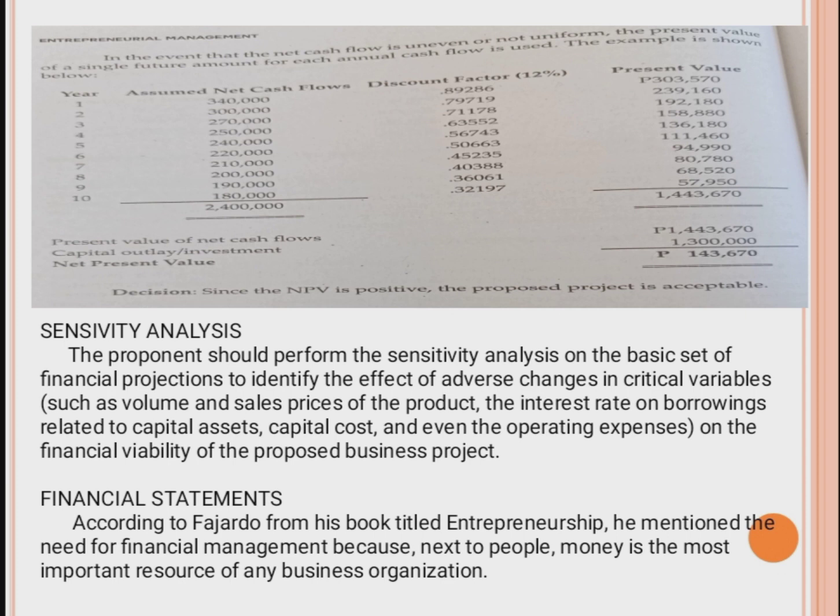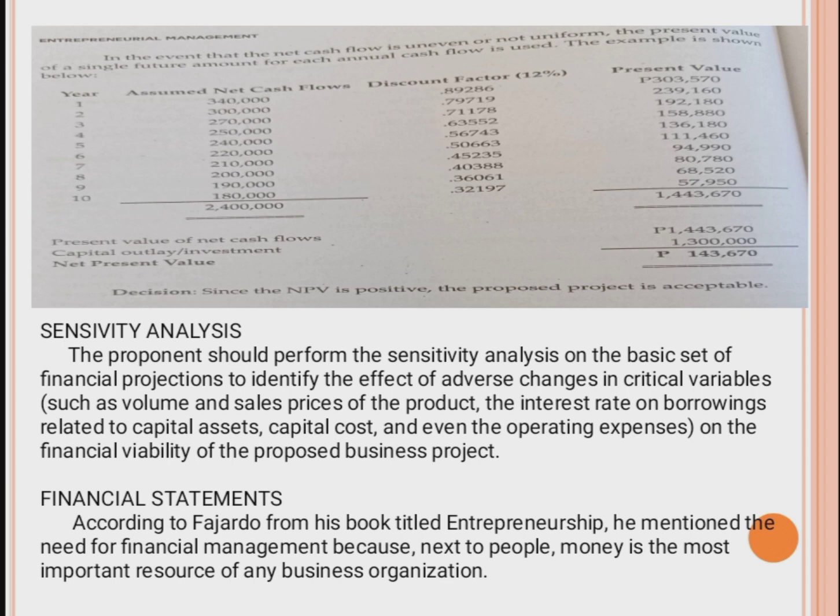The present value is 239,160. Year 3 is 270,000. The discount factor is 0.71178. The present value is 192,180. Year 4 is 250,000. The discount factor is 0.63552. The present value is 158,880.